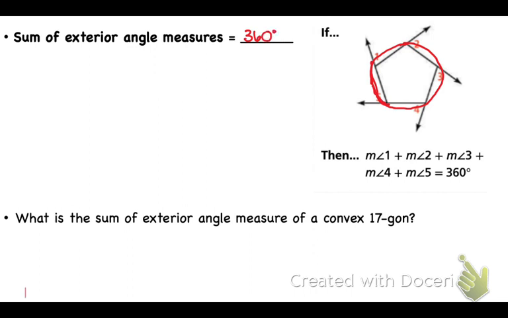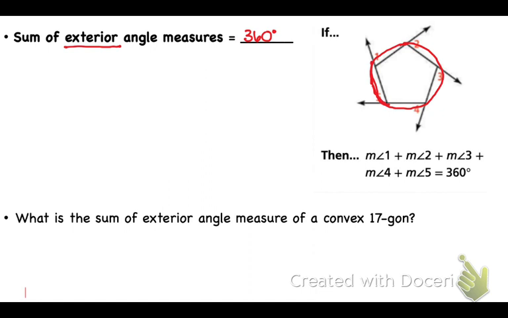It doesn't matter how many sides a shape has. The exterior angles will have a sum of 360. Now you heard me say exterior, not interior. Correct? Yes.